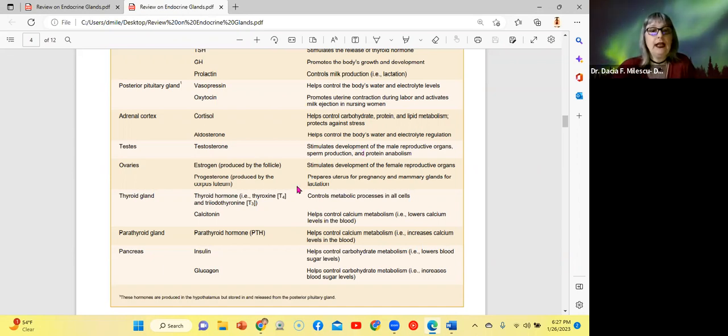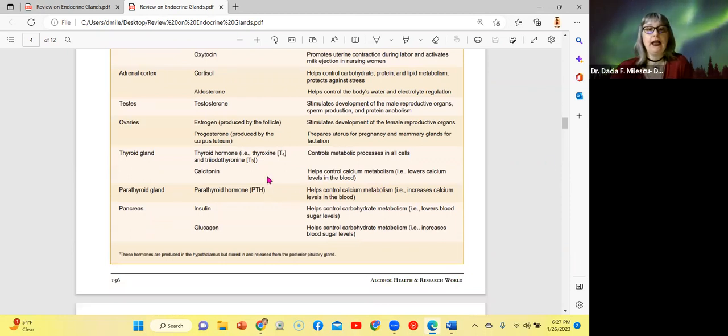Next is the thyroid gland. You have the thyroid gland that's going to be the inactive version, triiodothyronine, but the active version of the hormone, T4, is called thyroxine, and that is going to control the metabolic processes of the cells. And then, of course, as you recall, calcitonin, which controls calcium metabolism.